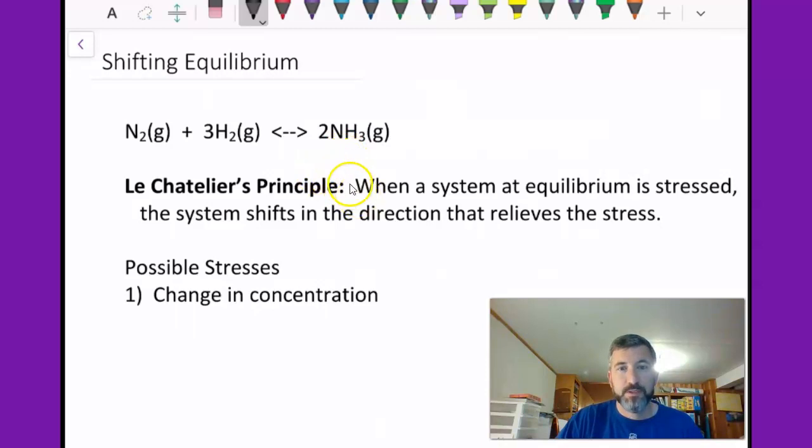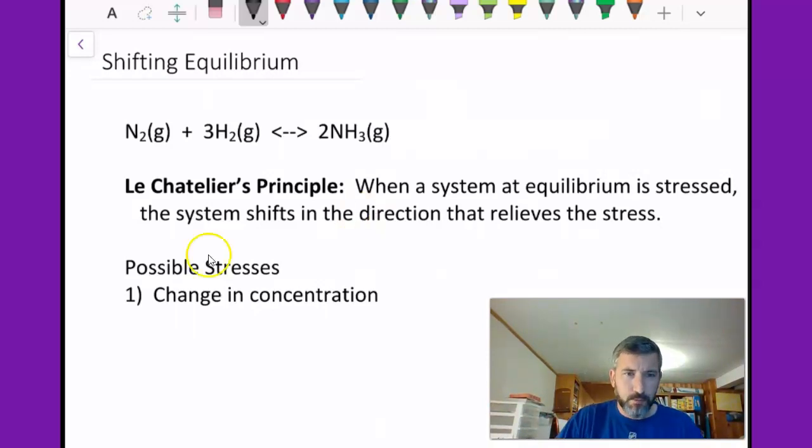LeChatelier's principle says when a system at equilibrium is stressed, the system shifts in the direction that relieves the stress. By stress, we just mean change. So if we allow the system to reach equilibrium, let's say we give it a minute or two to react and it reaches equilibrium, we can do something to change the system. We can change the temperature. We can change the concentration of reactants or even product, and that is considered a stress. It's a change in the equilibrium system, and that stress then is naturally counteracted by the system itself.